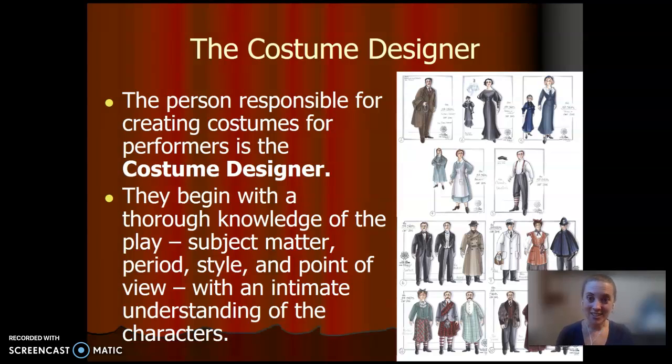Our next designer is the costume designer. This is me. This is what I do for my job. So the costume designer is the person responsible for creating the costumes for the performers, or at least designing them, right? Coming up with the ideas for them.